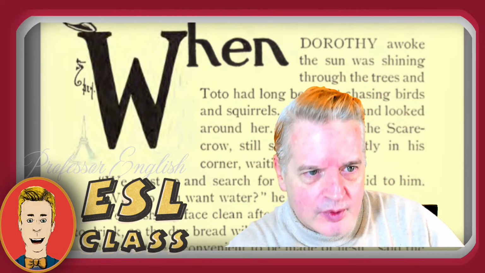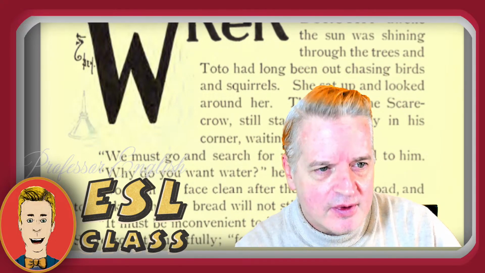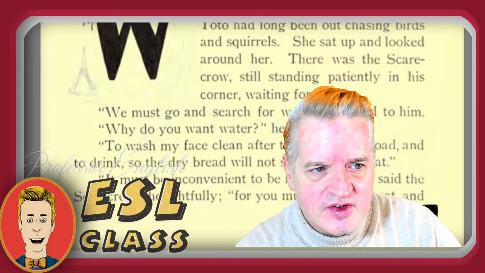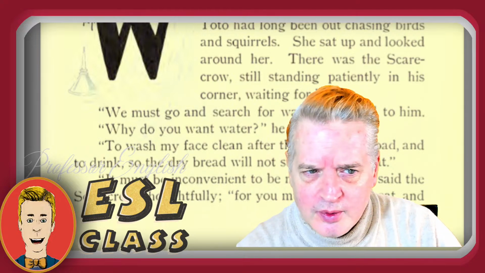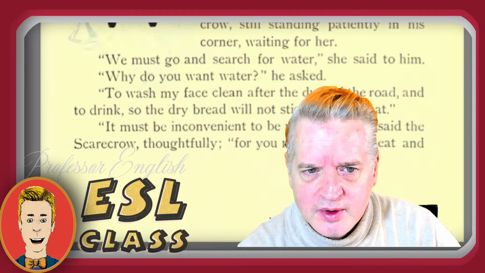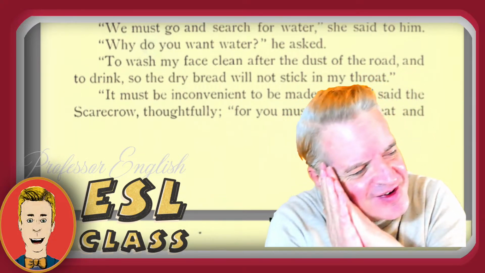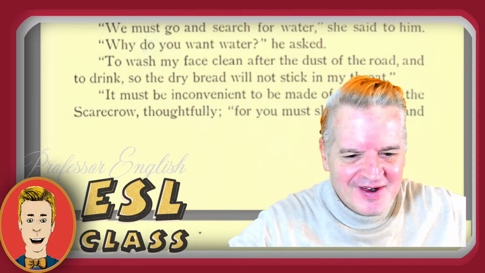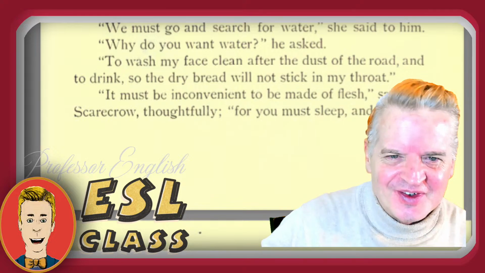When Dorothy awoke, the sun was shining through the trees, and Toto had long been out chasing birds and squirrels. She sat up and looked around her. There was the Scarecrow, still standing patiently in his corner, waiting for her. That's scary. So Dorothy is sleeping, and the Scarecrow is just standing in the corner waiting for her. Imagine waking up and seeing a Scarecrow looking at you while you're sleeping.